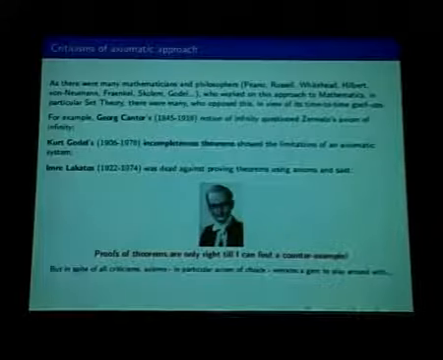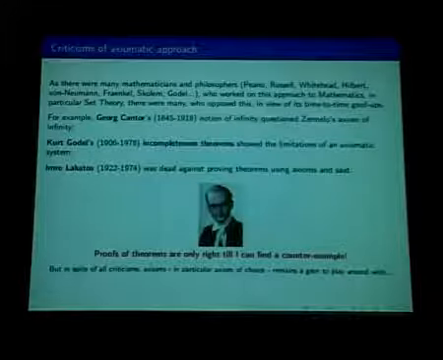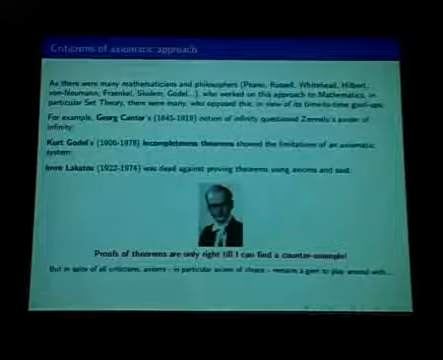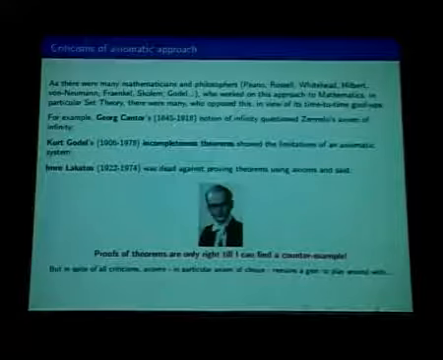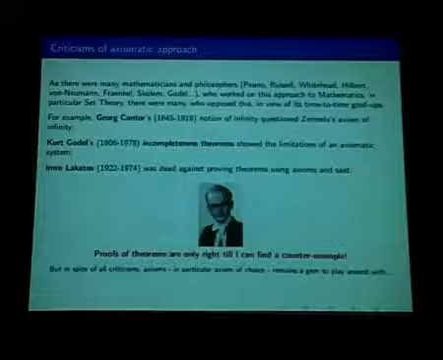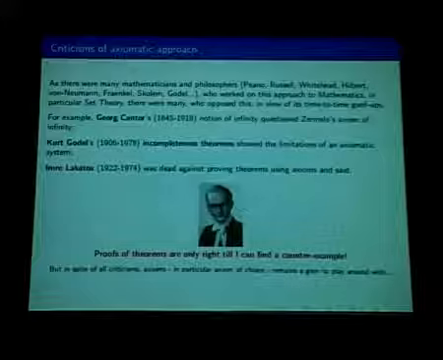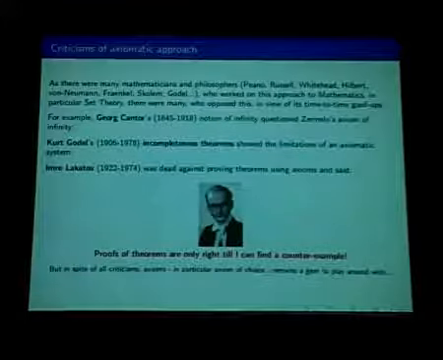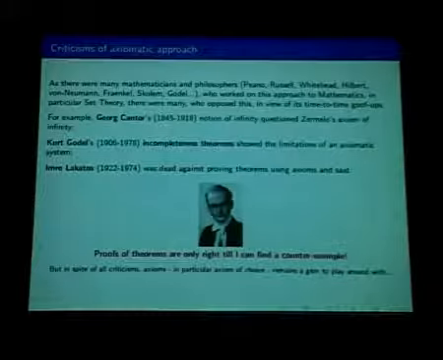There are mathematicians who are really not very fond of this axiomatic approach. For example, Lakatos was completely dead against this axiomatic approach, and he said that all theorems are wrong. They are just waiting for some counterexample to be found. I mean, he didn't exactly say this, but that was the mood. But in spite of all this criticism, axioms, in particular the axiom of choice, which is my favorite, remain a fun thing to play around with.